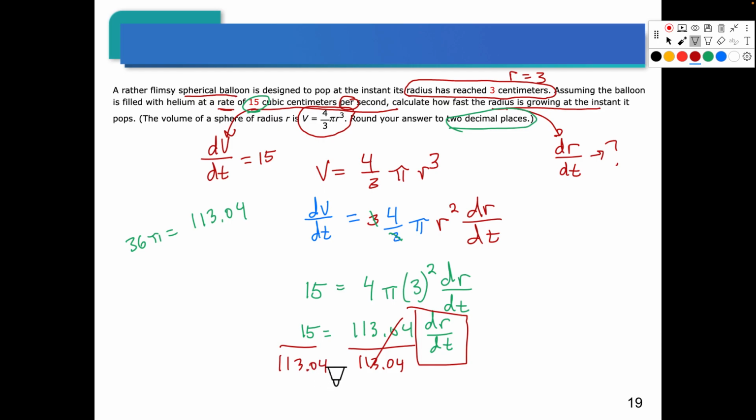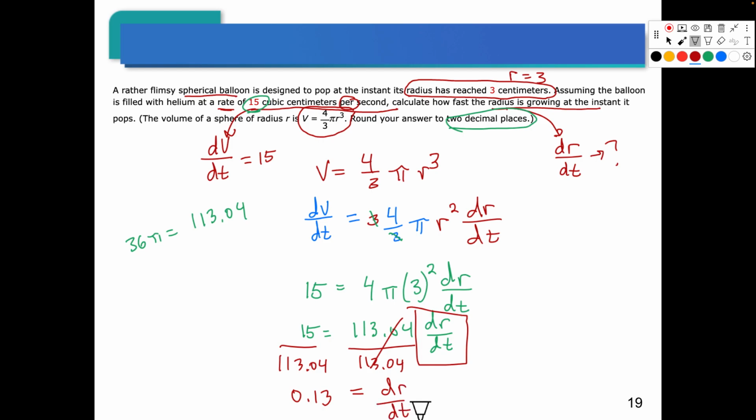And so if you take 15 divided by 113.04, oops, I did something wrong. 15, oh, I multiplied. Divided by 113.04, yeah. We end up with 0.132, so rounding it, it stays 0.13. That's our dr dt.